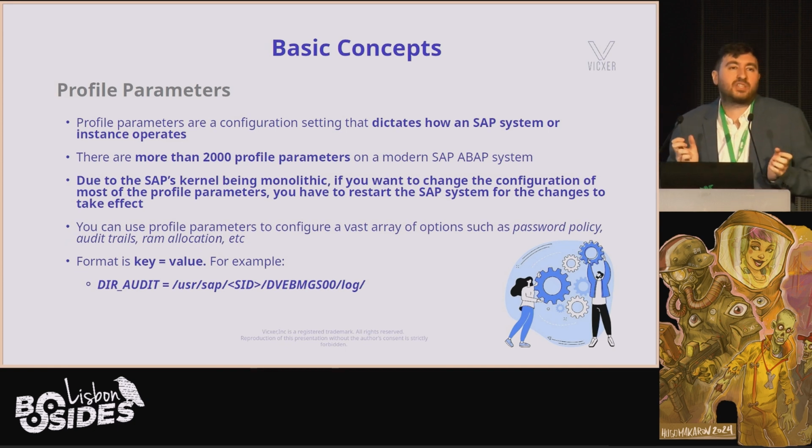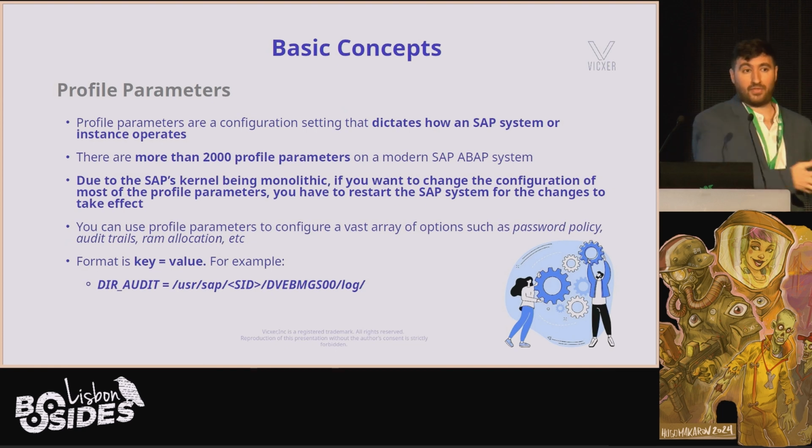Here, it's pretty much everything, from the path of the logs, the amount of RAM that you want to give to the virtual machines, to, for example, some security related settings, like minimum password length, right? Every single one of those configurations can be done through a profile parameter. But there is a caveat, and this is a consequence of dragging technology from the 90s. The kernel that SAP uses is a little bit old, and therefore is monolithic. What does it mean, or what is the real impact?